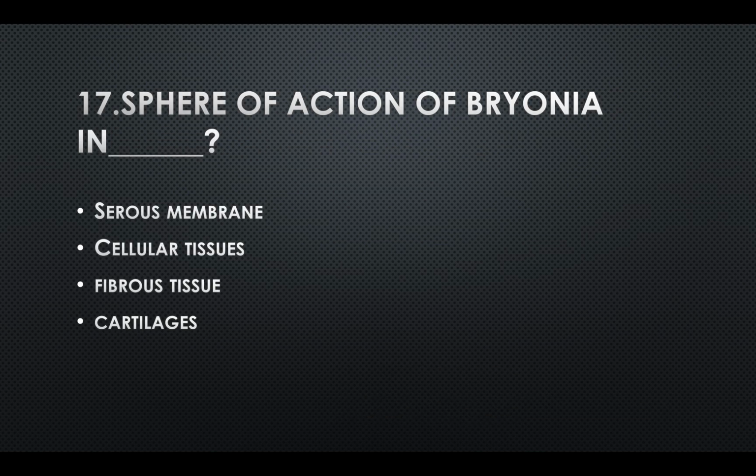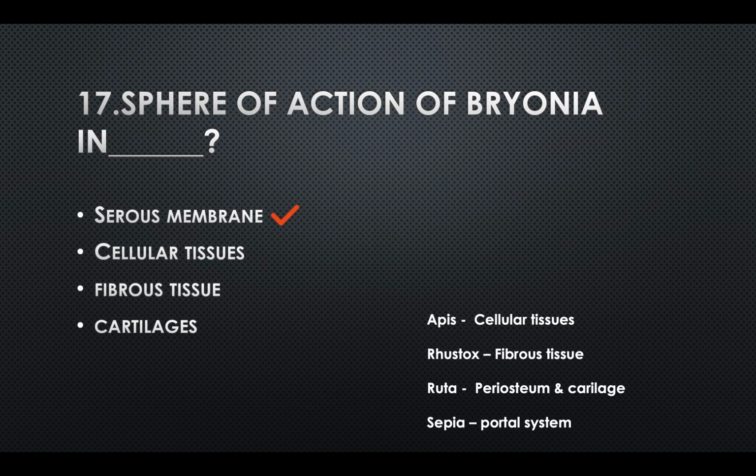Sphere of action of bryonia is in: option A serous membrane, option B cellular tissues, option C fibrous tissue, option D cartilages. Answer: option A serous membrane. Apis, cellular tissues. Rhus tox, fibrous tissue. Ruta, periosteum and cartilage. Sepia, portal system.